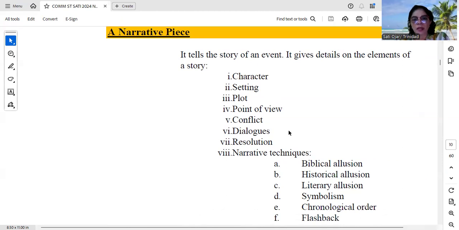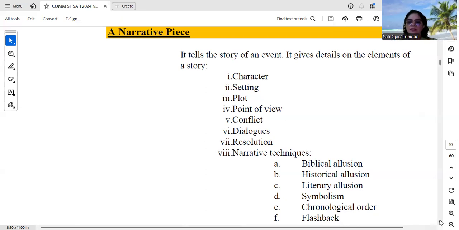There may also be dialogue in the narrative piece. The narrative piece may have a resolution to the conflict. Every good narrative piece has narrative techniques, and some of these are listed here. Biblical allusions are references to the Bible. Historical allusions are references to history. Literary allusions are references to any literary piece, a poem, a story, or a book.